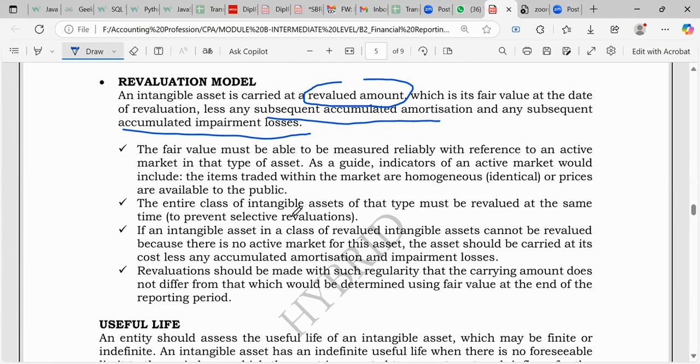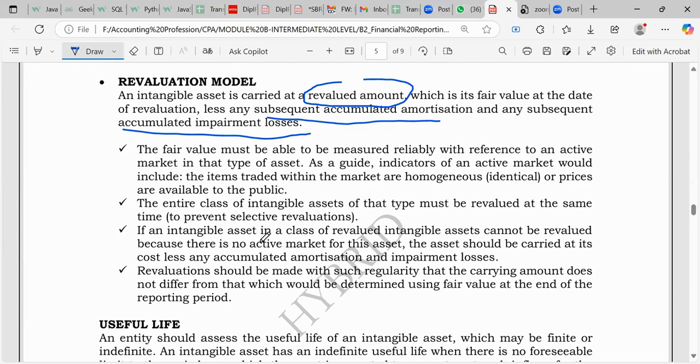But the other thing, the entire class of intangible assets of that type must be revalued at the same time to avoid selective revaluations. So the principles are just like for IAS 16 PPE. That's what we say. If you revalue a given asset, the whole class to which that item belongs must be revalued to avoid selective revaluation. That's just the same.